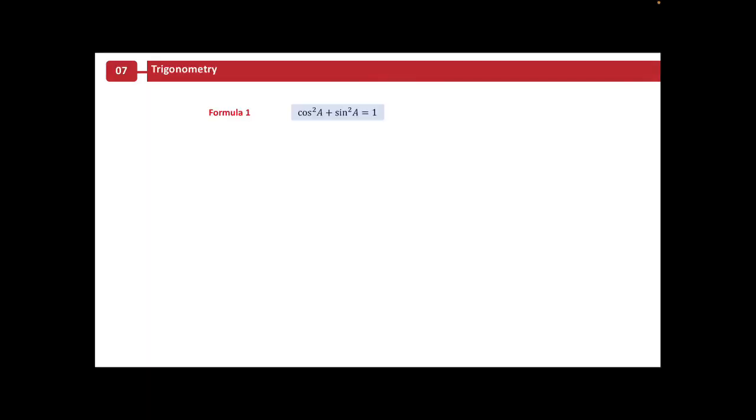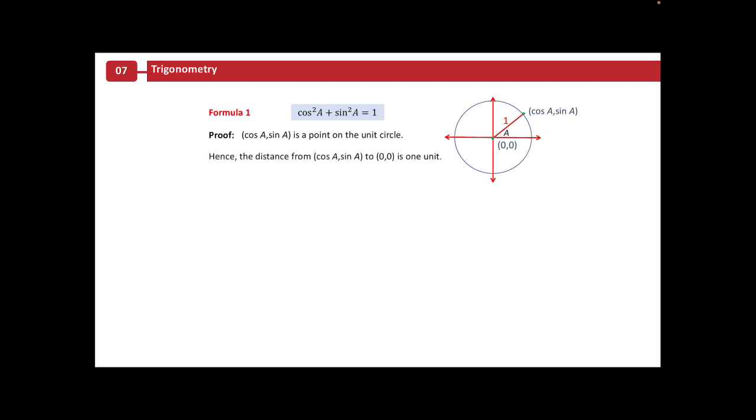Formula 1, prove cos squared A plus sine squared A equals 1. Okay, so the first thing we're going to do is draw a point in our first quadrant where cos A, sine A stands. As cos A is the x coordinate and sine A is the y coordinate, both of these are positive, so we know this point is in our first quadrant. We know that A is the angle to get to this point, and I know that the radius is 1. Our proof: cos A, sine A is a point on the unit circle.